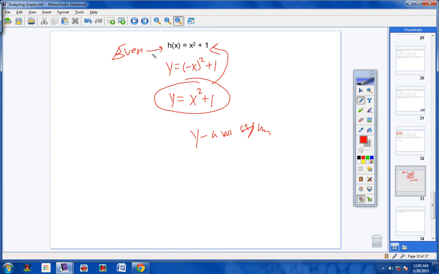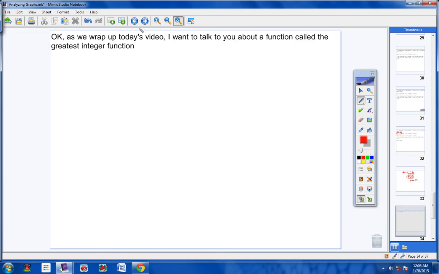Back it up if you need to. Make sure you take really good notes. And I'm going to go ahead and move on. Now, as we wrap up today's video, I want to talk to you about a function called the greatest integer function. If you've ever had these before, sometimes they can be really dreaded, but if you'll listen and take really good notes, you'll be fine. These are not that difficult.